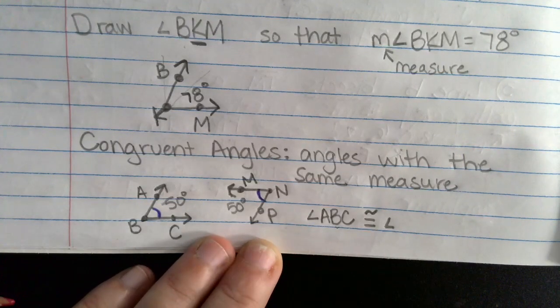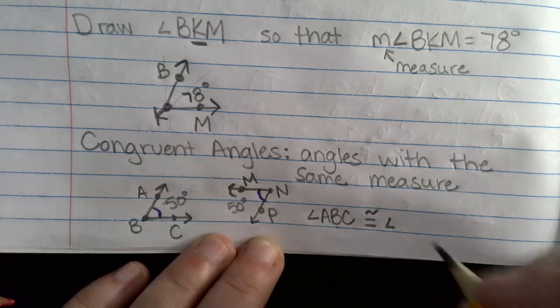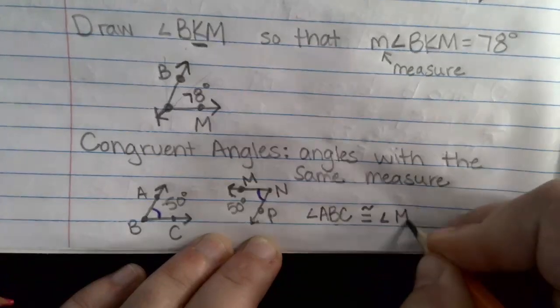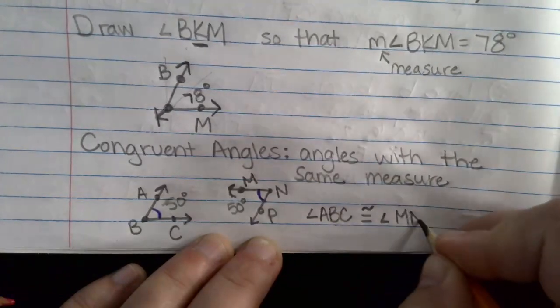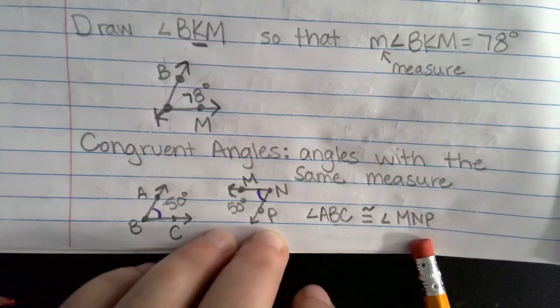Who's got a name for this other angle for me? Can you say that again? No, M. M and P. Good. That's what I thought you were saying, and then I kept missing the N. M, N, P. So N is our vertex, so N goes in that middle spot.